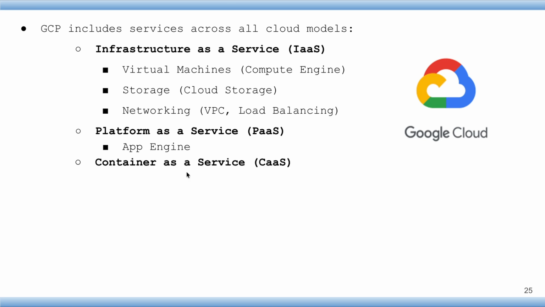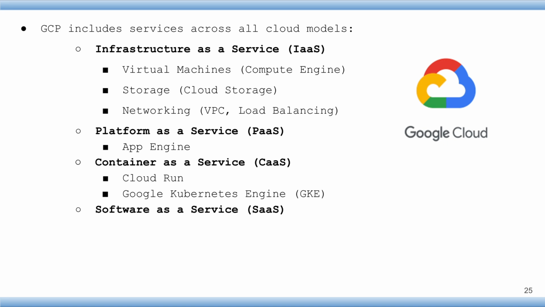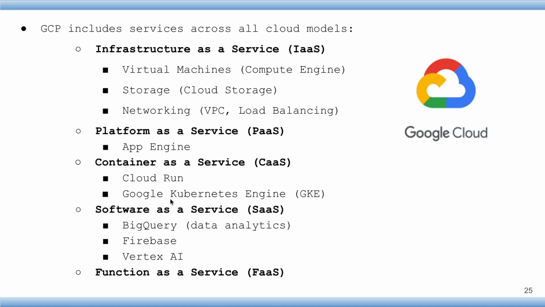Moving on to the next one, we have Container as a Service. Under this, we have Cloud Run and Google Kubernetes Engine. Moving on, we have Software as a Service. Pretty much all the other services like BigQuery, Dataproc, Dataplex, Dataflow, Firebase, Vertex AI fall under this cloud model. And finally, we have Function as a Service. Under this, we have Cloud Run functions. Earlier, it was referred to as Cloud Functions Gen 1 and Gen 2. Recently, it got renamed to Cloud Run Functions.